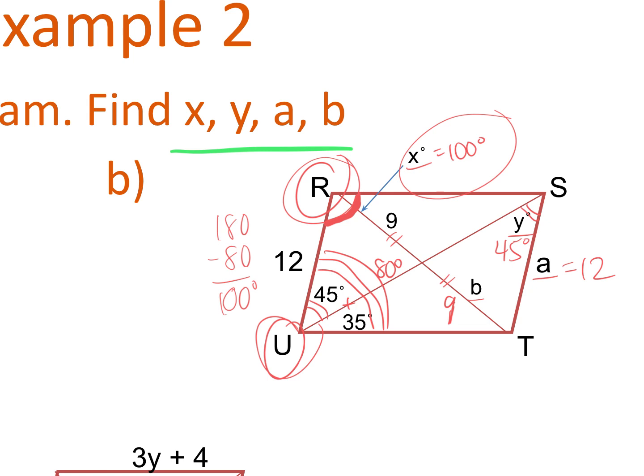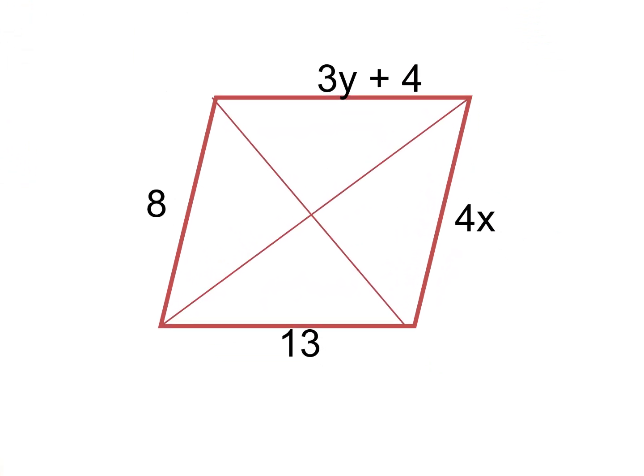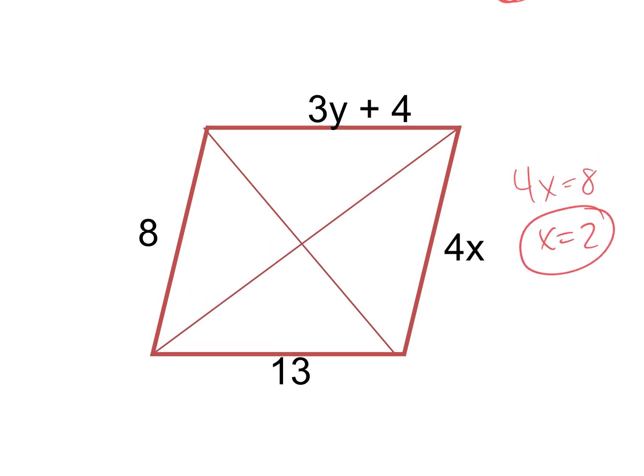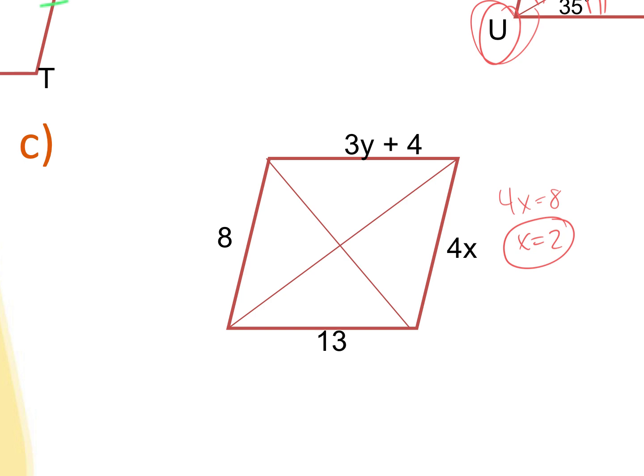Okay, last one. Sienna, what would you do here? Good. 4x needs to be equal to 8. Divide both sides by 4. X must be equal to 2. Very good. Christian, how would you solve for y? You put it equal to 13. Good. You say 3y plus 4 equals 13.